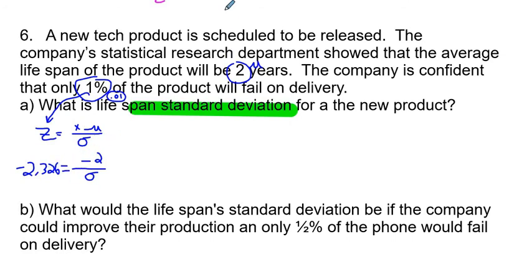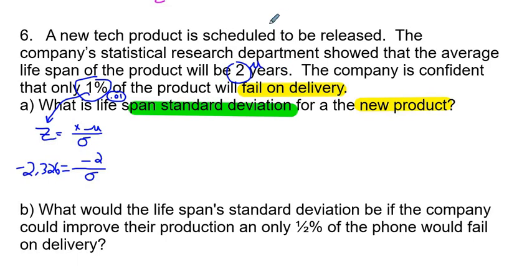I don't know what x is. And this is very subtle. I want you to notice that sometimes the critical reading skills really come in. It says we have a new product, okay? And that product we're trying to determine when and if it will fail on delivery. So fail on delivery means, what would you expect the lifespan to be?